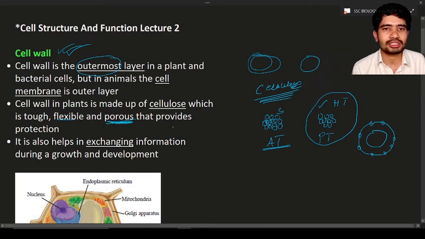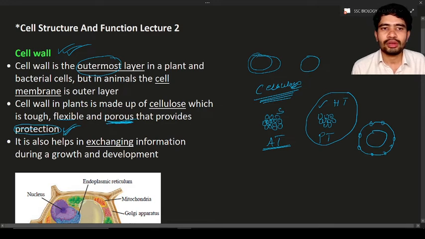The cell wall also provides protection. How does it provide protection? Plants do not move from one place to another, so they have to withstand higher temperature, lower temperature, rain, wind, and all these things. To get protected from all these factors, the cell wall is most important. Hence we can say that the cell wall provides protection for plant cells.